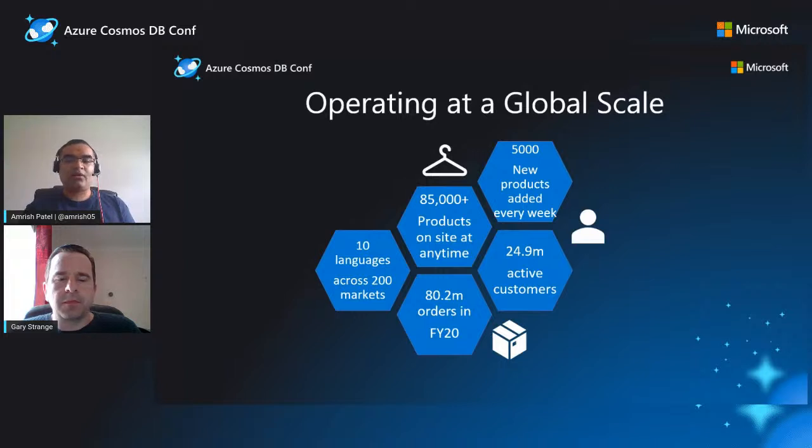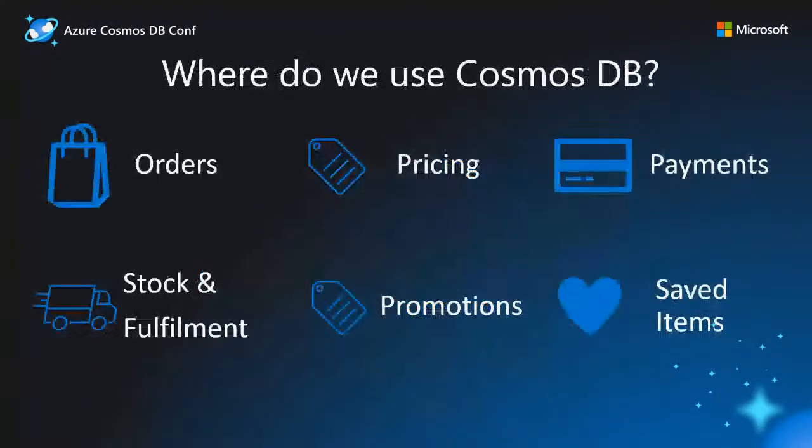Let's have a look at where in our ecosystem we use Cosmos DB. We use a microservice architecture, which is made up of many, many services, some of which you can see on the screen today. So our order service, where customers can place orders, our pricing system where we can manage our prices for all of our different products, our payment service, which we use to take payments and transact with all of our different payment providers, stock and fulfillment services, where we can manage stock availability, as well as manage integrations with carrier management systems and various other aspects of fulfillment.